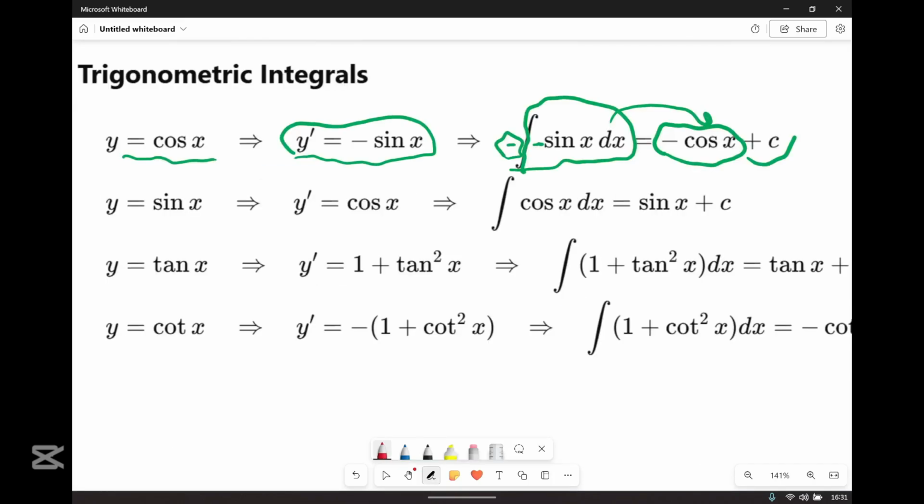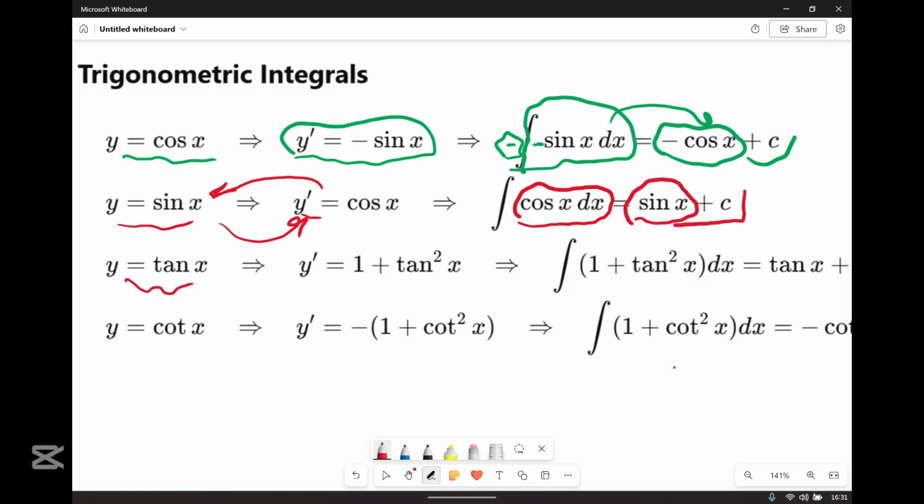But another one, guys, in here we have the sine. The integration of sine is cosine, therefore the integration of cosine x is exactly sine x plus c.